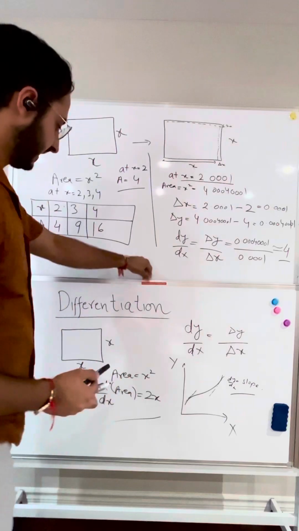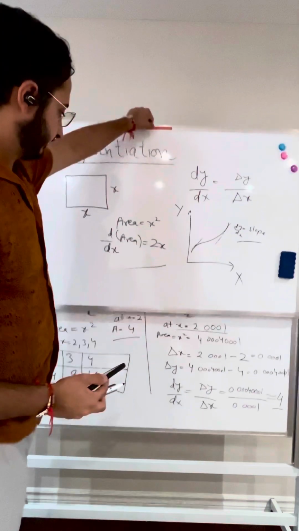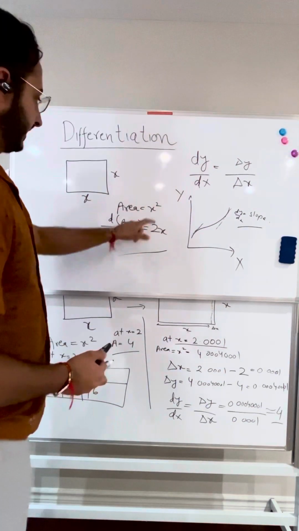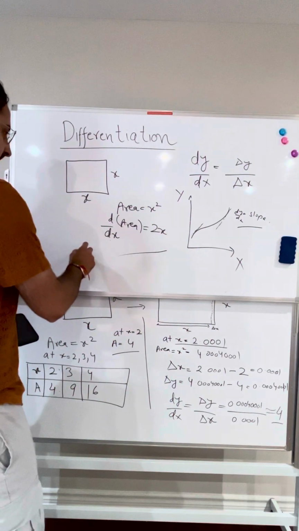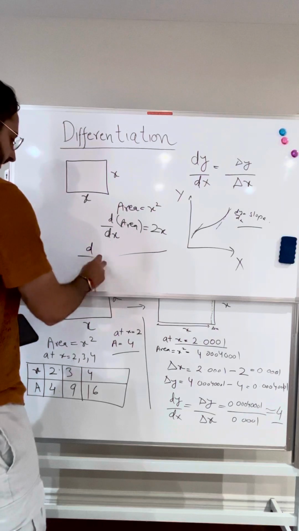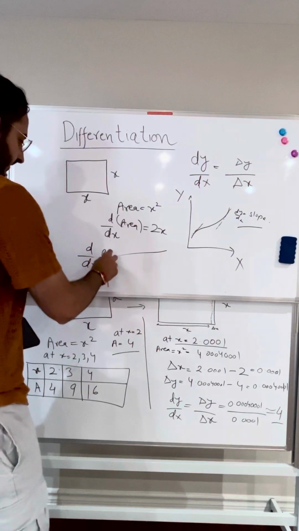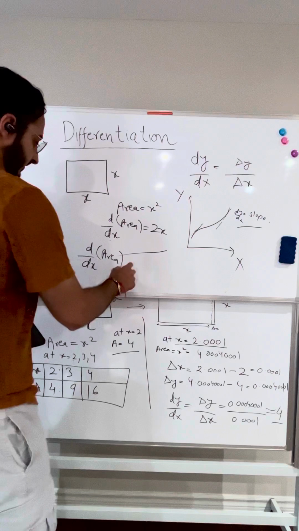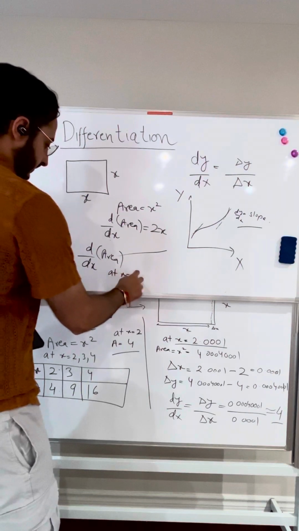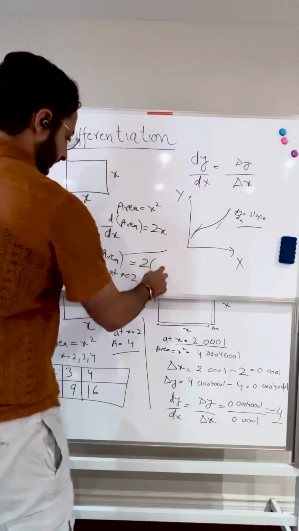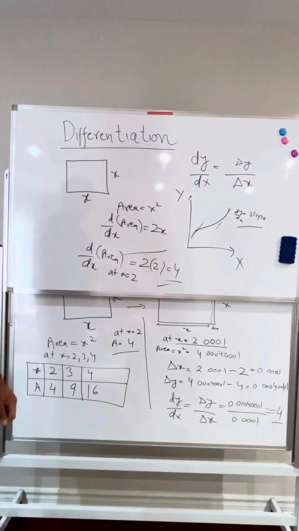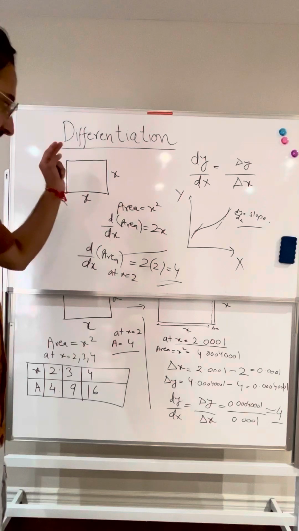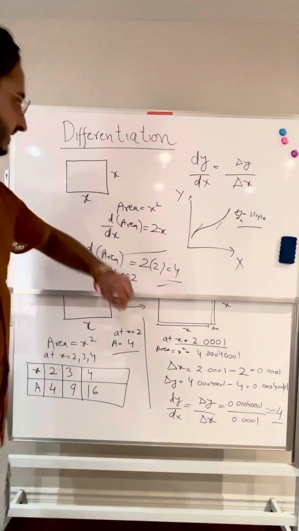So now if we come back to this particular problem right here, because we have taken x equals 2, if we input that value, then we get area equals 4, or the derivative d by dx of area at x equals 2 is going to be 2x, which is 2 times 2 equals 4. So as we can see, even if we use the derivative directly, we are getting 4 as the answer.